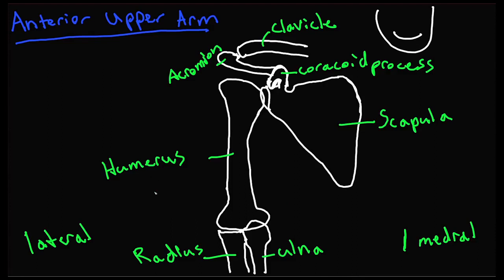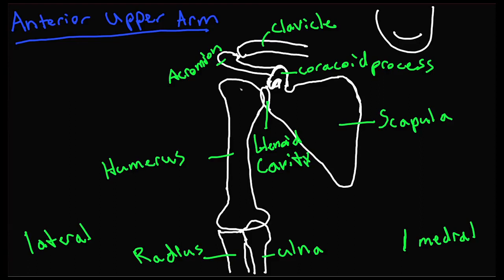I want to dive a little bit deeper into more detail, or at least as much as we can get out of this drawing, and talk about some other important landmarks. This little cavity right here, where the humerus and the scapula meet, is called the glenoid cavity.